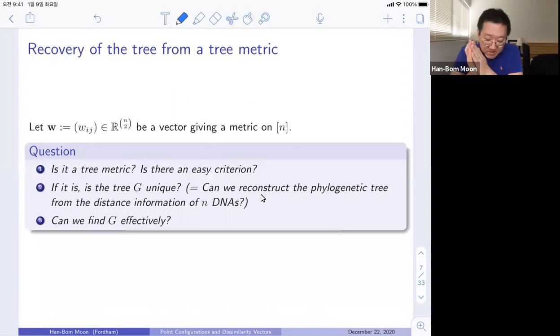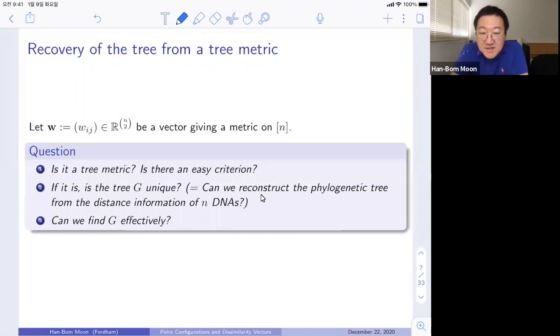So here are some related questions. Now, instead of starting from a tree, let's start from a vector in R to the n choose 2. Suppose that this vector provides a matrix on the finite set. Then the first question is: did the matrix come from a tree matrix? In other words, can we find a tree such that the distance matrix coming from the graph is equal to this matrix W? This is a very natural question.